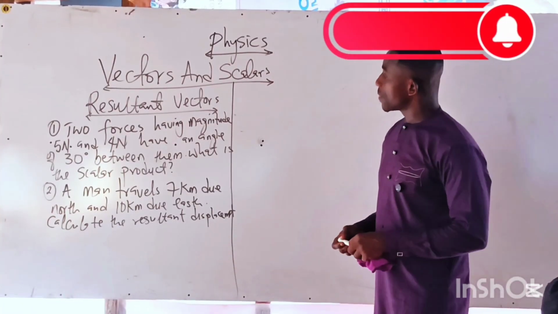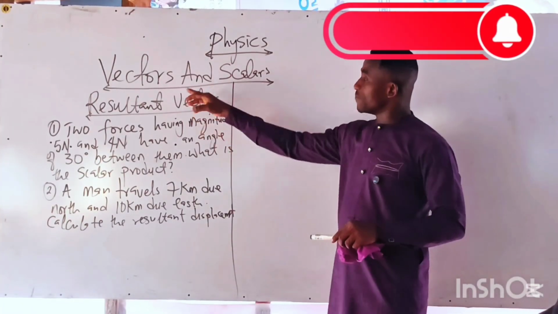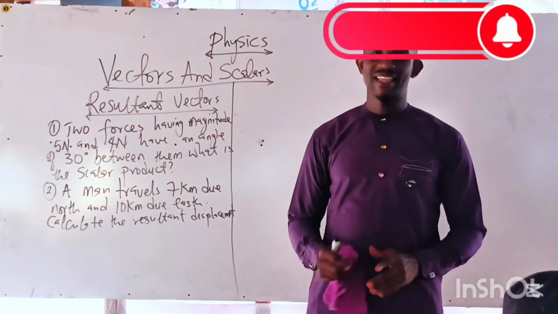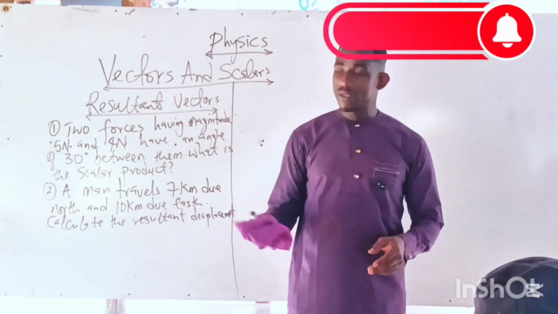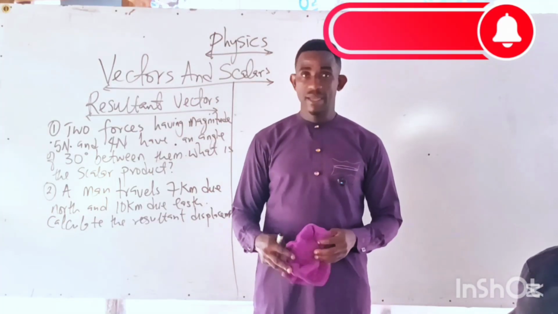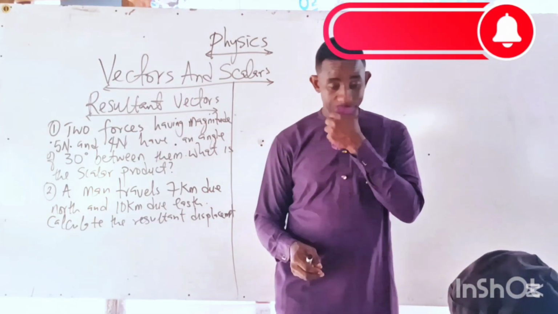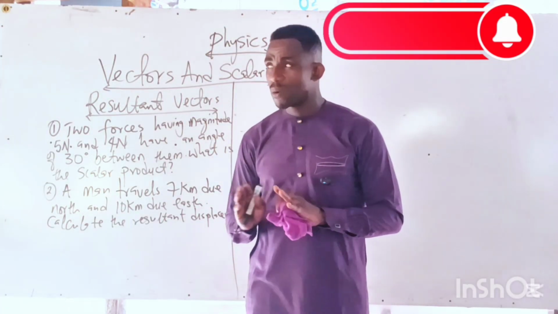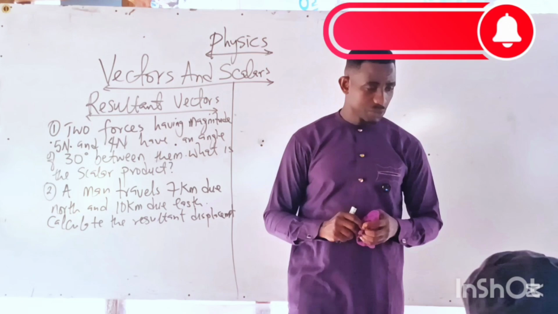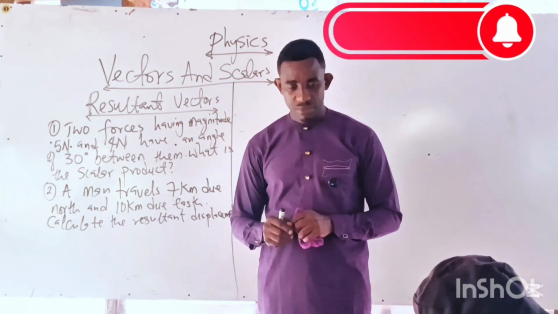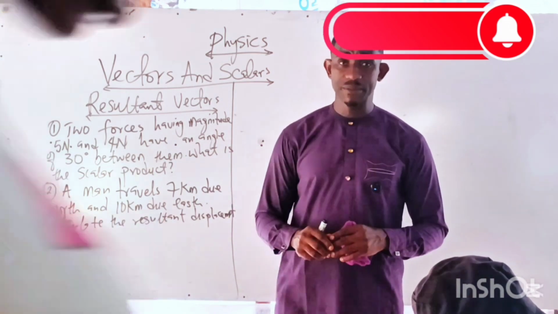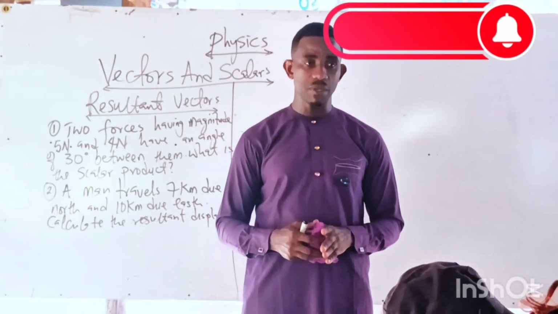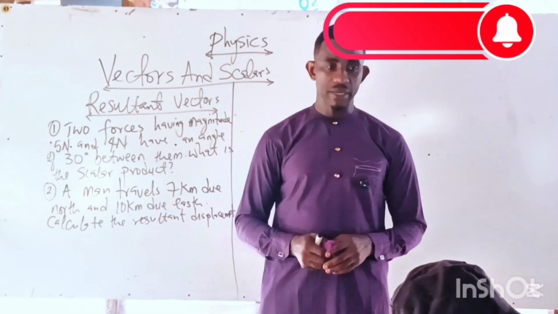So what we have on the board today is vectors and scalars. Vectors and scalars. A scalar quantity, you can write, is a physical quantity that has only magnitude, no direction.